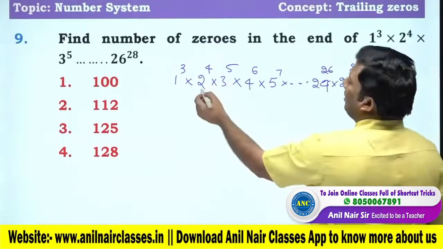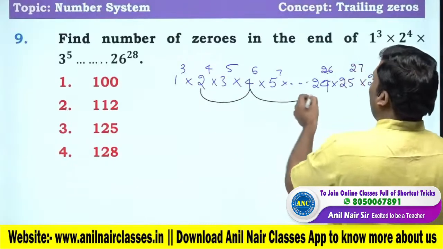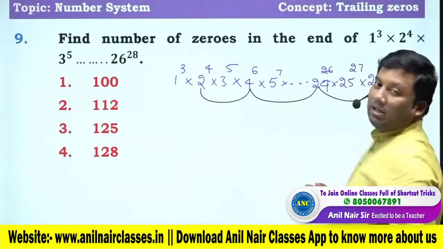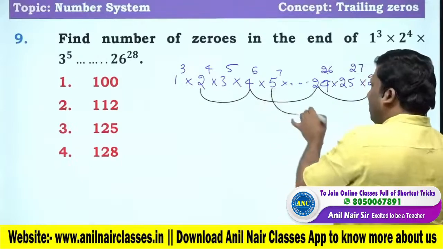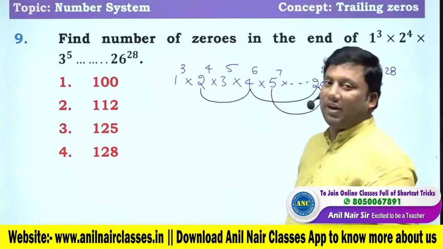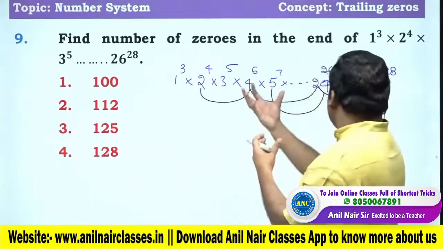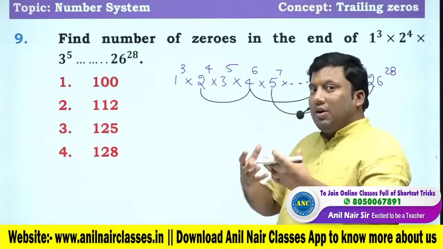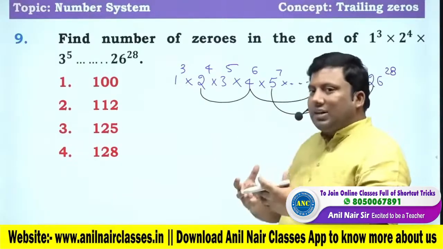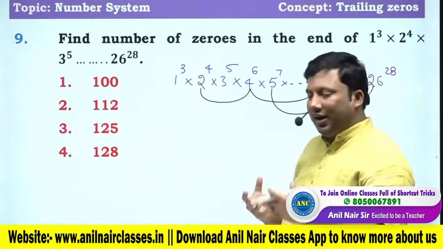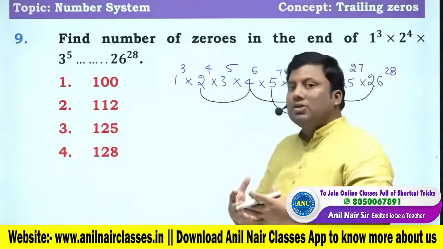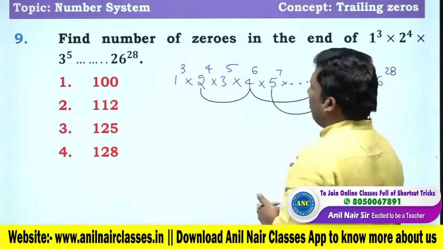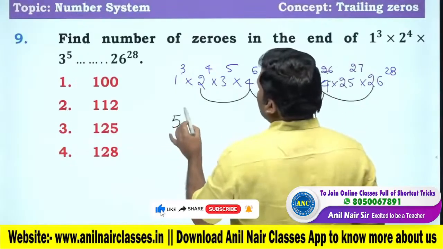Every second term is a multiple of 2. Every fifth term is a multiple of 5. So, in total 26 terms, there are only 5 terms which are multiples of 5, but there are 14 terms which are multiples of 2. So, we can take only powers of 5.